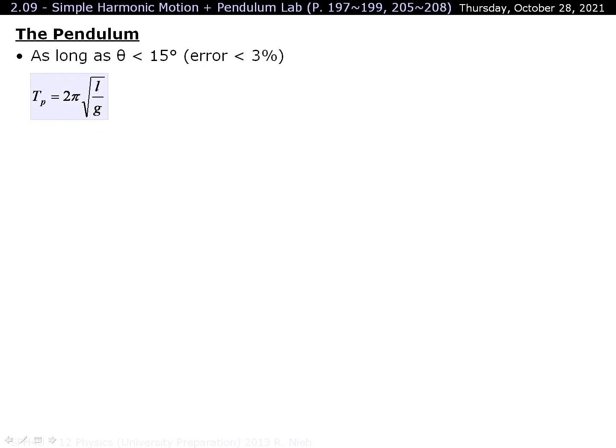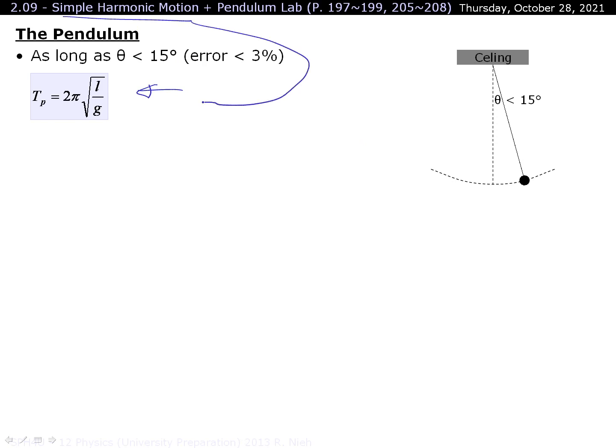Now, just to show you how to solve these types of problems, as long as the angle is within 15 degrees, this formula here is valid. All right, and that's why we call this a simple harmonic motion, because we're trying to simplify things by making this assumption here.